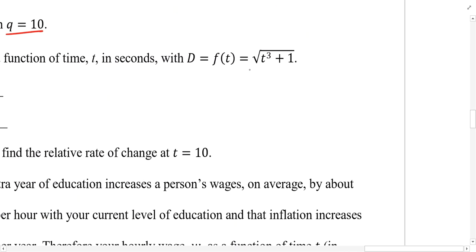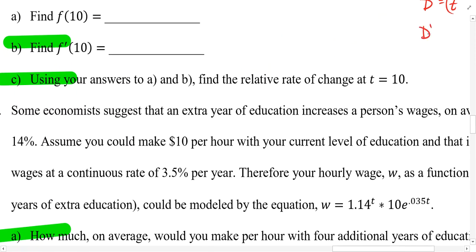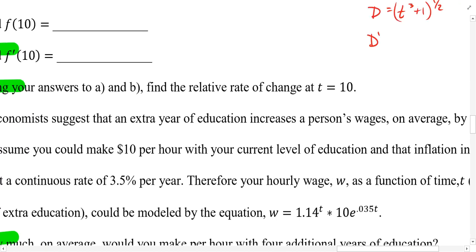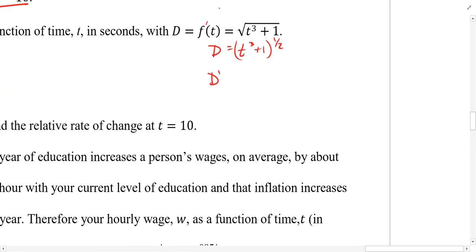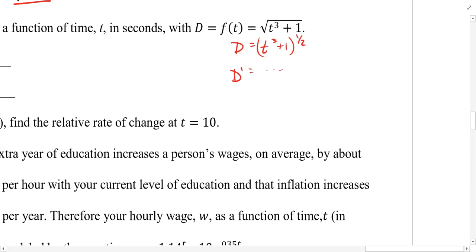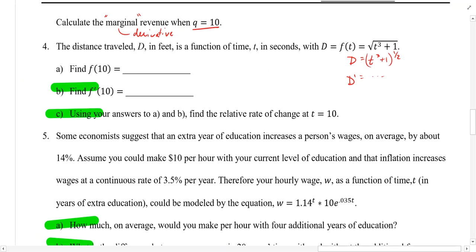For number 4, hopefully you can attack this one now. Let's treat this distance formula as (t cubed plus 1) to the 1/2 power, and then you can find d prime, or in this case f prime, depending on how you note it.